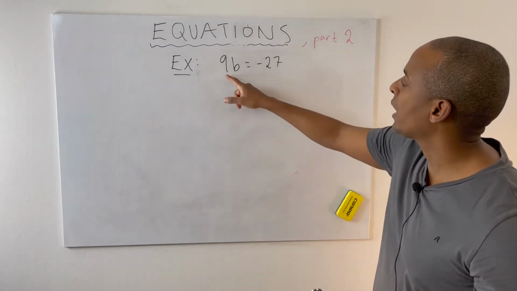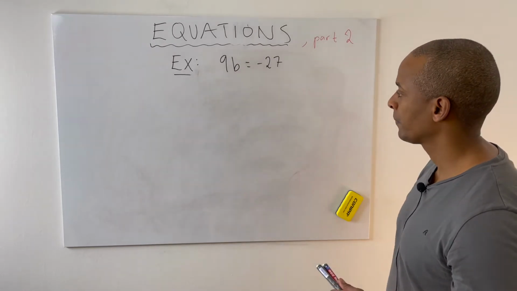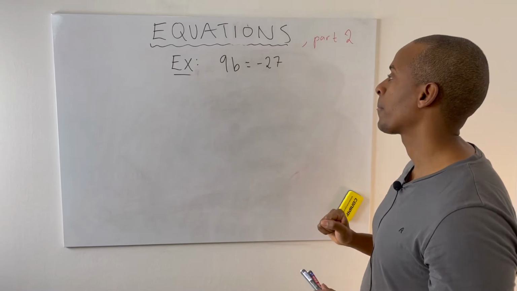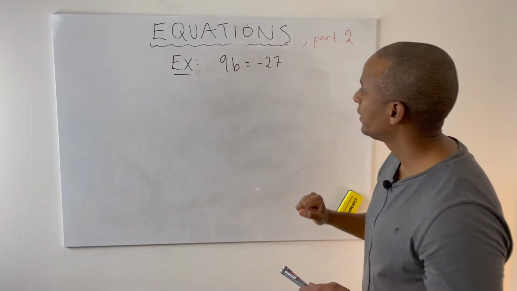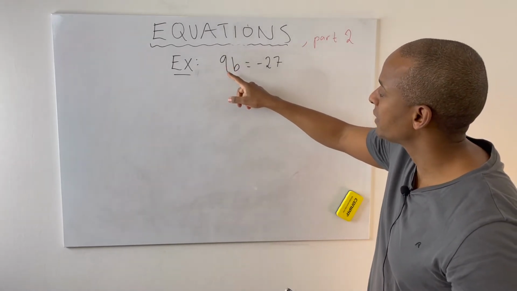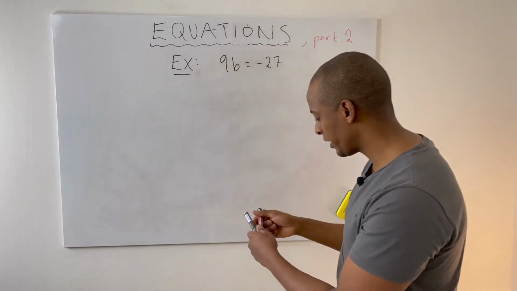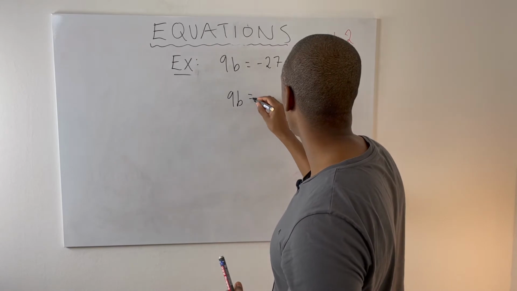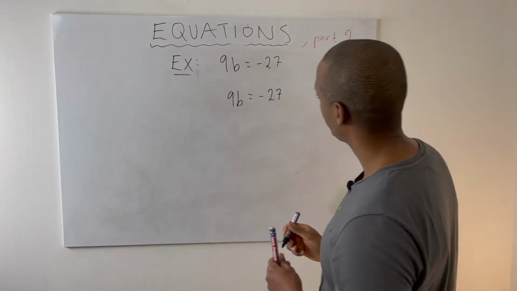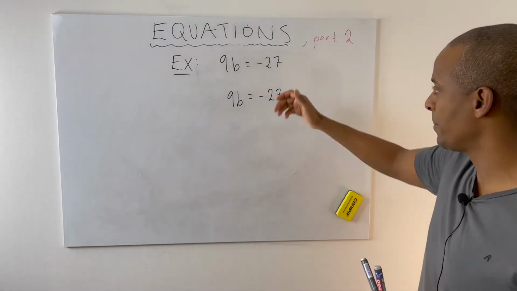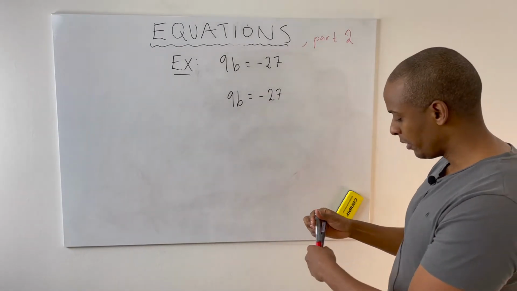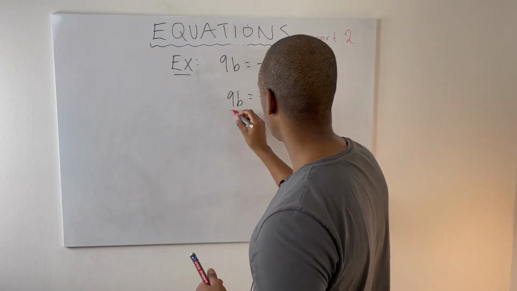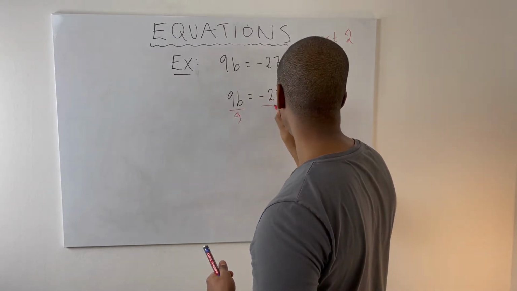And now we have 9 times b. And we want to isolate b, so we want to get rid of the 9. Well, how do we get rid of the 9? The opposite of times 9 is divided by 9. So we're going to write the same thing again. Okay, we write 9b and we write minus 27. Right? I haven't done anything yet. I just wrote the same thing again. And now we're going to divide both sides by 9. So if I divide this by 9, I have to also divide this by 9.